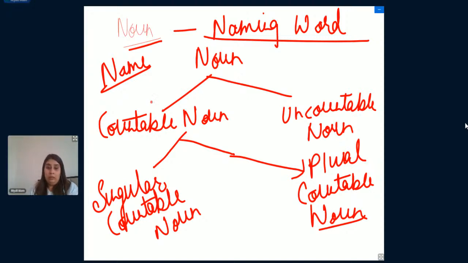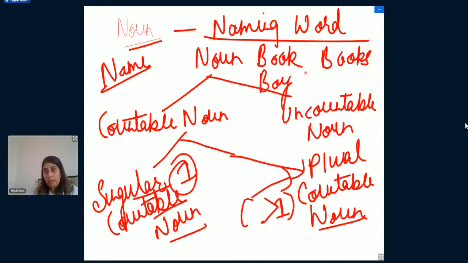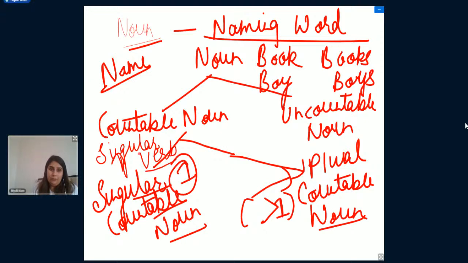Right? A single unit of anything or anyone is known as singular countable noun, that is one. Plural countable nouns are more than one. Now, book is singular. Books are plural. Boy is singular. Boys are plural. Now, you need to understand one thing, that singular countable nouns always take singular verb with them.